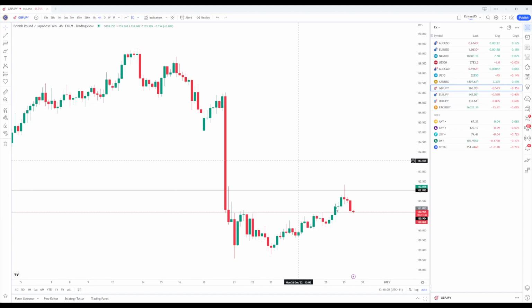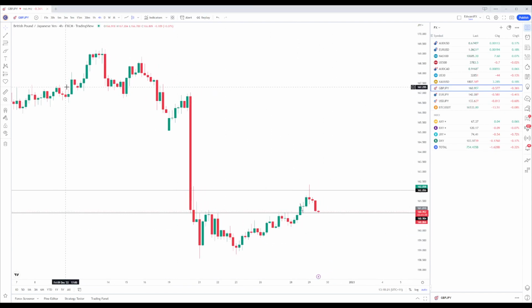Alright, so it's going to do a trade breakdown for British pound yen, and obviously we've had this massive sell-off after the interest rate rise decision by the BOJ, or the Bank of Japan, and we can see a recovery coming back up. So, what are some of the rules of structure? Once there's a big sell-off, there's usually a recovery of some sort.